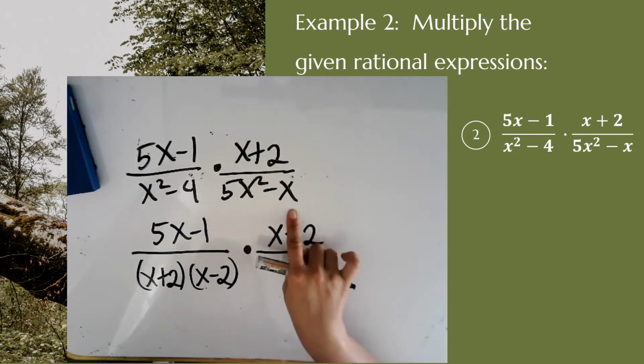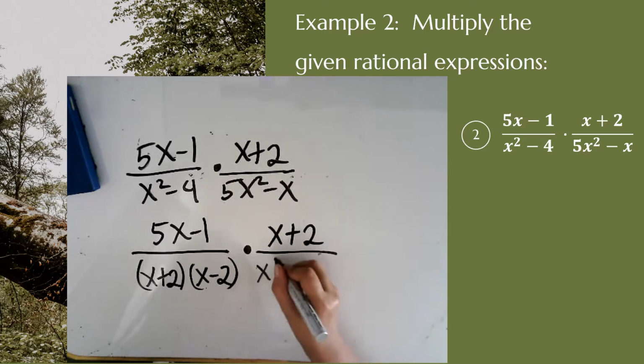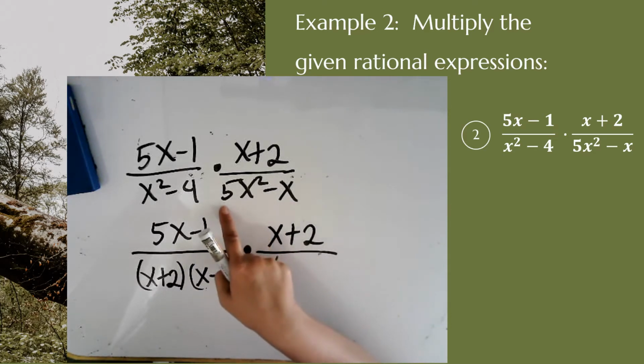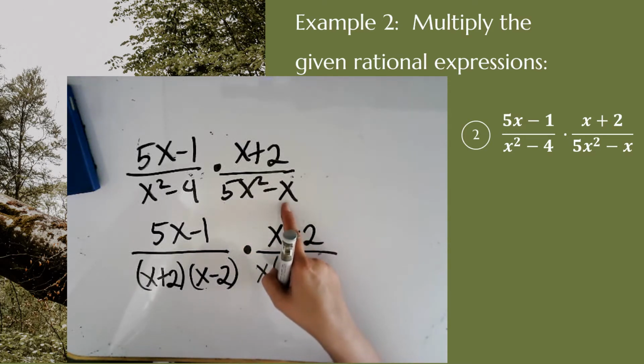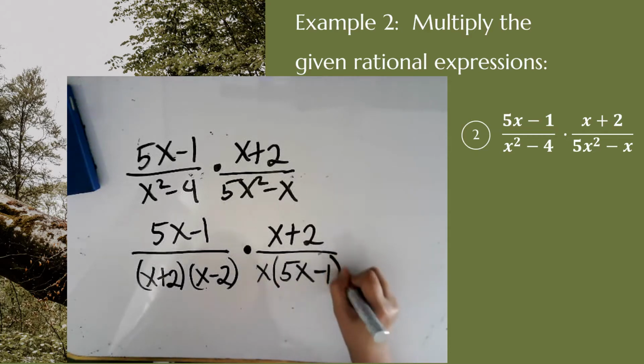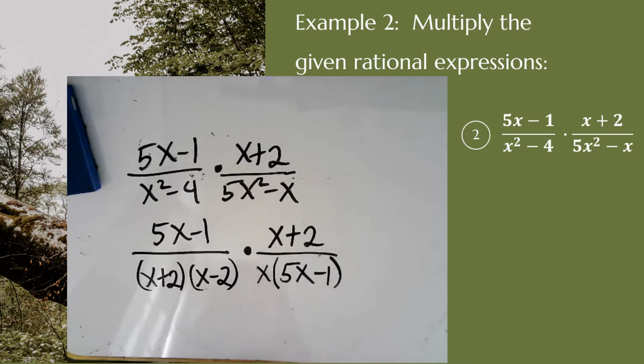So by looking at this binomial, you can see that there are x's on both terms. So that is the common factor. We can factor out x. So 5x squared divided by x is equal to 5x. And then negative x divided by x is equal to negative 1. There. So after factoring, we can now see that there are terms that we can cancel.